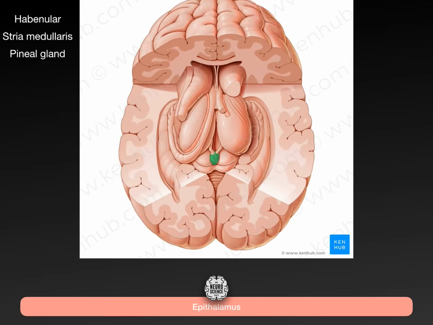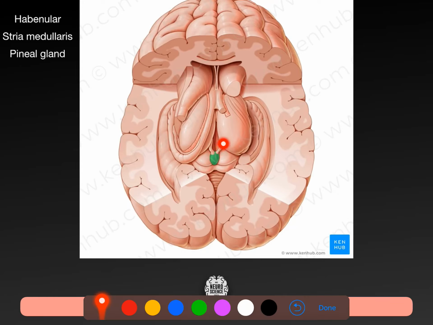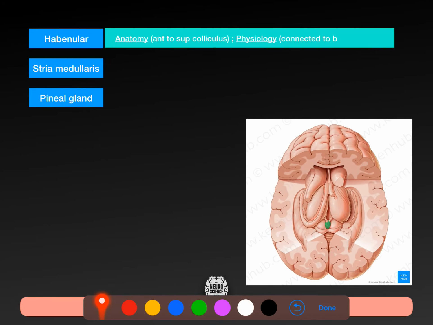The habenula, which is this portion here, here and here. The pineal gland, which is here, and the stria medullaris, which is a sort of projection. So the habenula is anterior to the superior colliculus. The physiology is that it's connected to the basal ganglia. So it's a connection by which the pineal gland and basal ganglia can talk to each other.